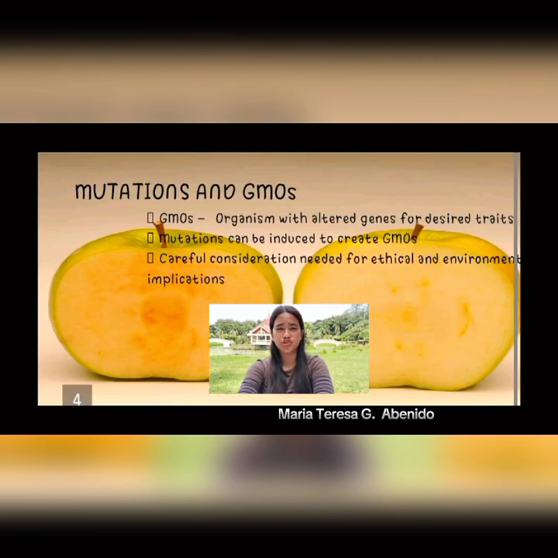Mutations play a role in GMO creation. Scientists can induce specific mutations or introduce genes from other organisms to create GMOs with desired traits, like pest resistance or improved nutrition. While GMOs offer many benefits, ethical considerations and potential environmental impacts need careful evaluation.